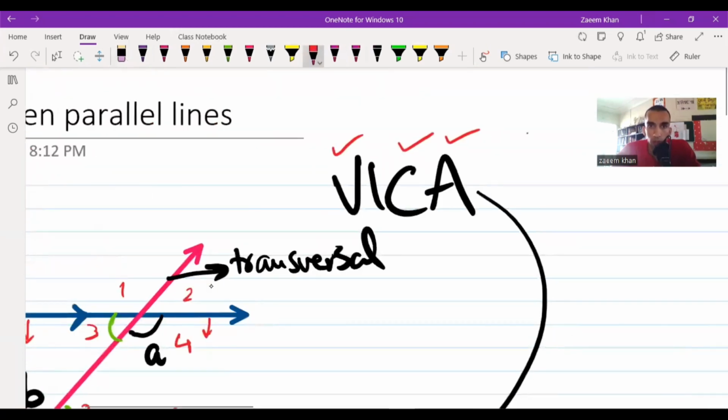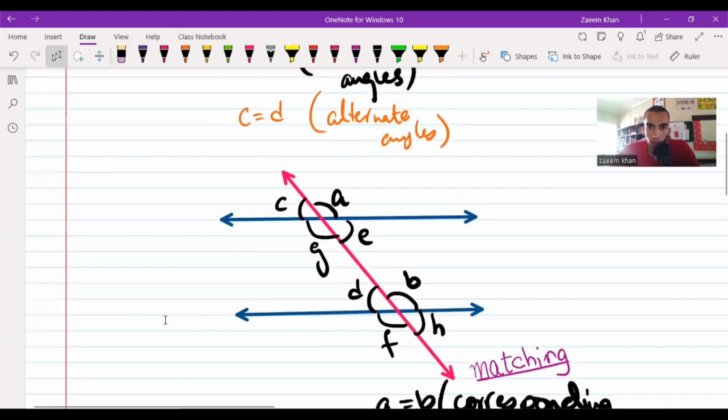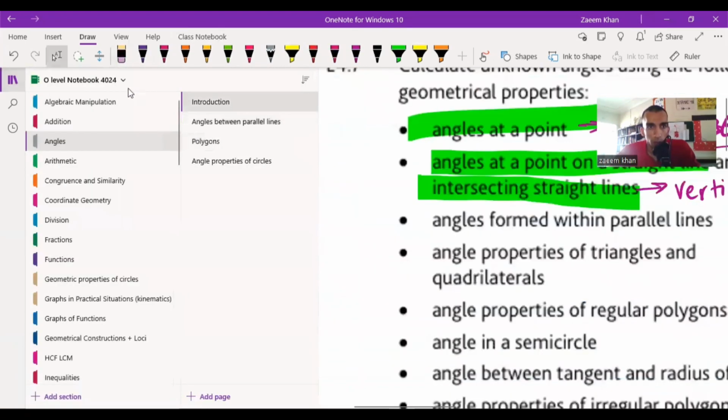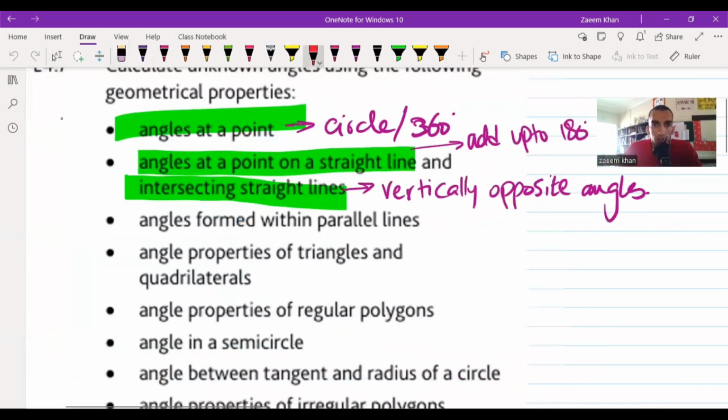Now we're actually done with all three, V, I, C, and A. Does that make sense? Here we go back and let's take this off. I hope I'm not going too fast.